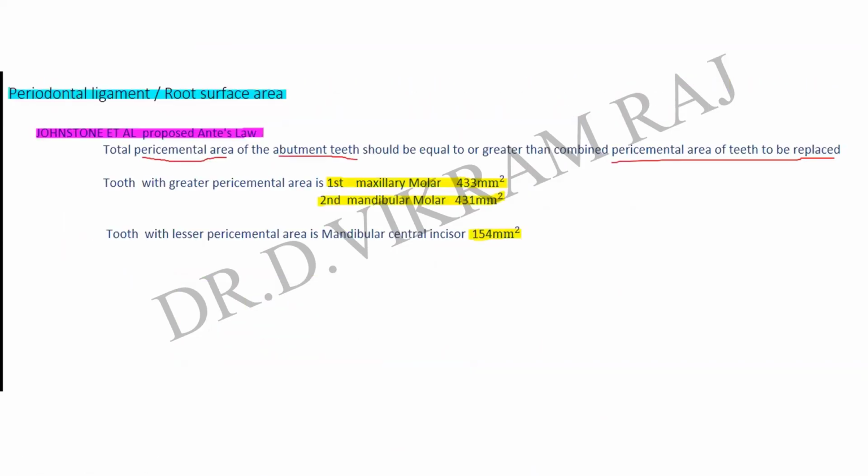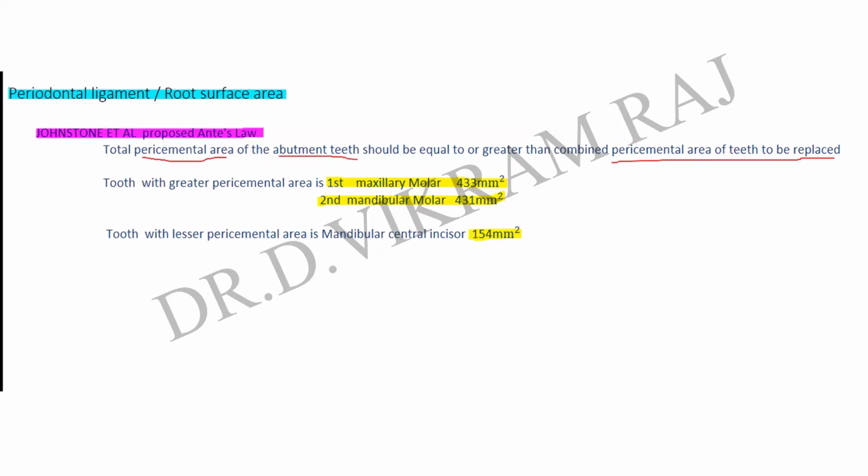Periodontal ligament or root surface area: Johnson et al. proposed Ante's law. The total pericemental area of the abutment teeth should be equal to or greater than the combined pericemental area of the teeth to be replaced. Teeth with the greatest pericemental area are the maxillary first molar, at 433 millimeters square. In the mandible, it is about the second molar, at 431 millimeters square.